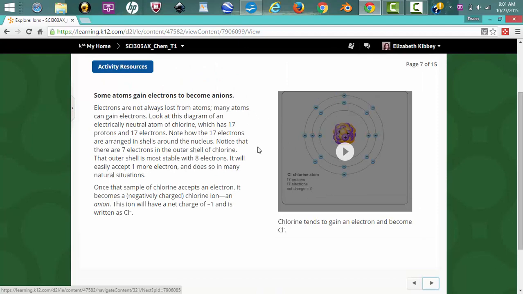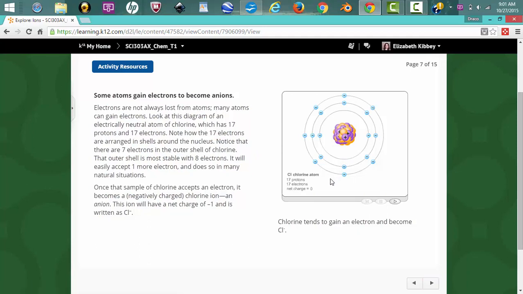Some atoms gain electrons to become anions. Now looking at this, we see this chlorine atom has 17 protons and 17 electrons, therefore having a net charge of 0 because this is an electrically neutral atom. Now let's watch the animation. Okay, so this chlorine atom just gained 1 electron. It's got 17 protons and 18 electrons. Therefore, having 1 more electron than protons, it has a negative net charge of -1.